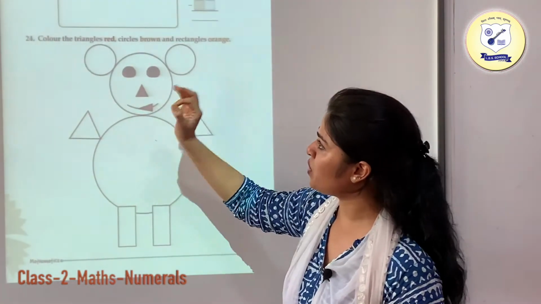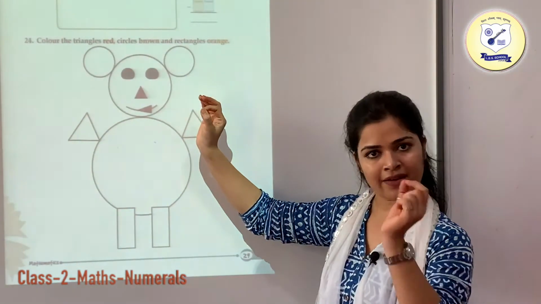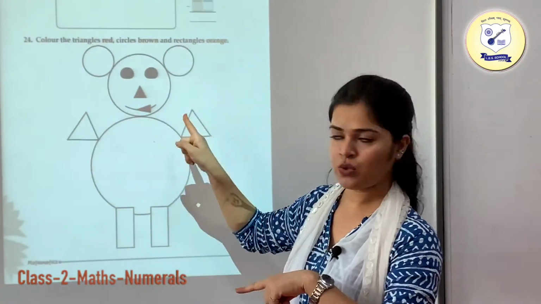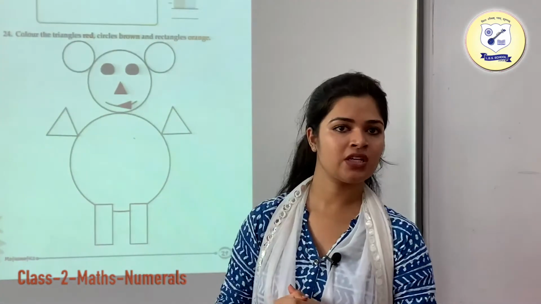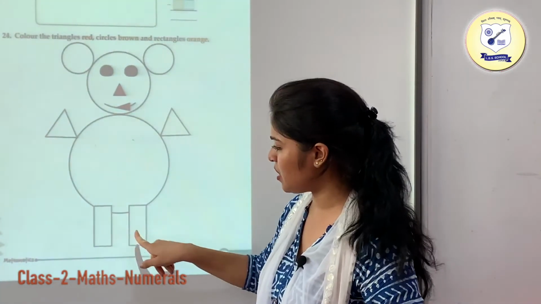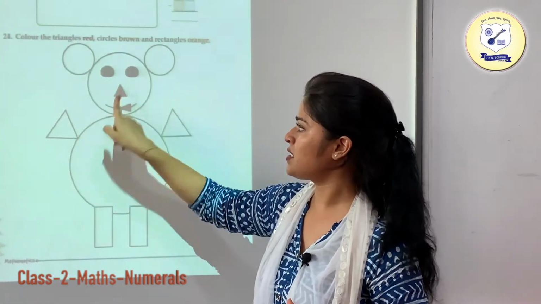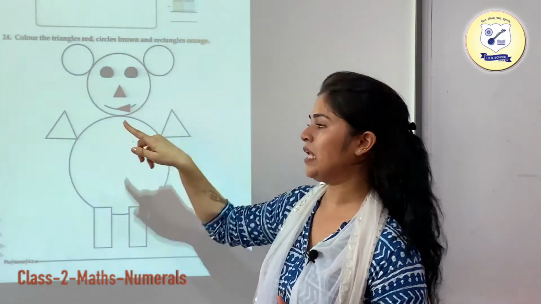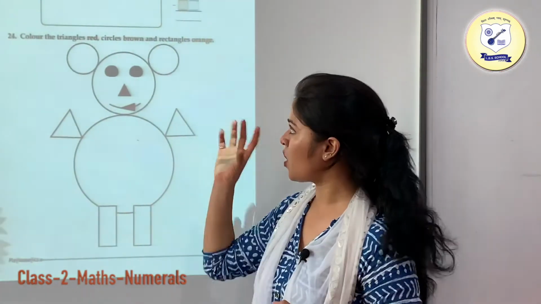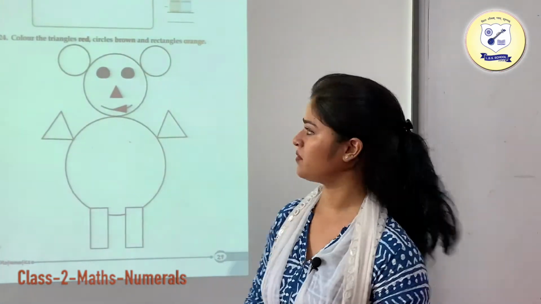In this you need to color the triangle in red color, circle in brown color, rectangles in orange color. As you can see that these are rectangles, these are your triangles, these are your circles, and this is also your circle, and this is again your circle. So just color them according to what is given in your question.